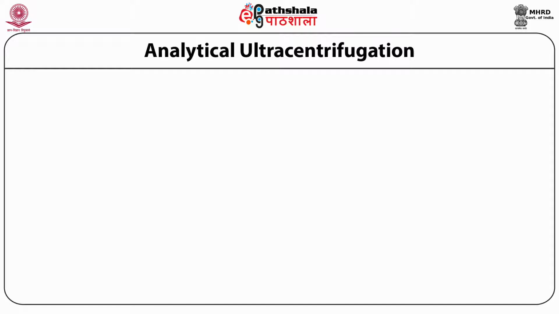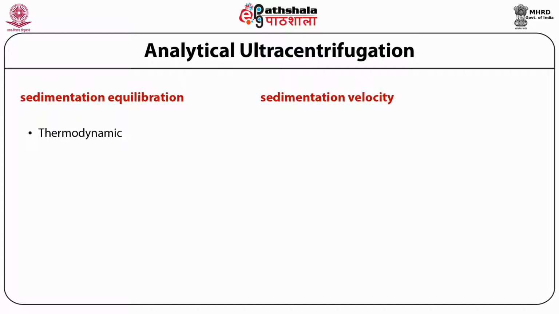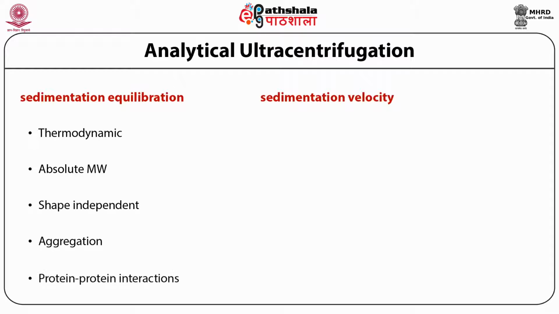Now, analytical ultracentrifugation is based on two major principles. One is sedimentation equilibrium and the other is sedimentation velocity. The sedimentation equilibrium method is utilized for the measurement of thermodynamic properties and absolute molecular weight, but it is shape independent, and it can be utilized for aggregation analysis as well as protein-protein interaction.